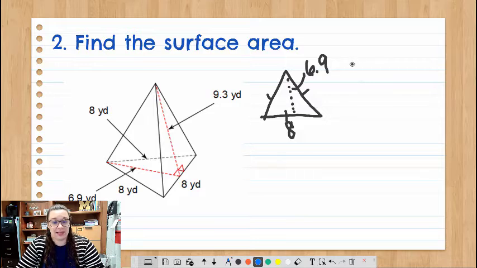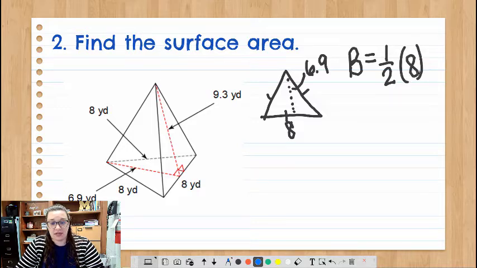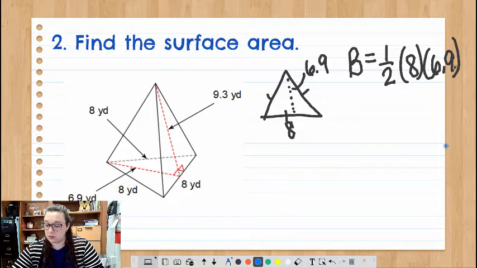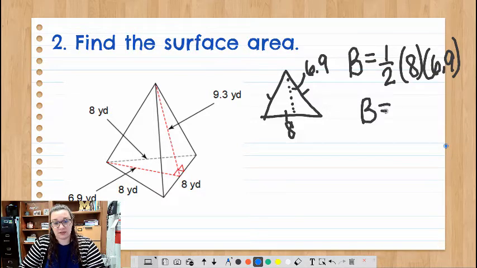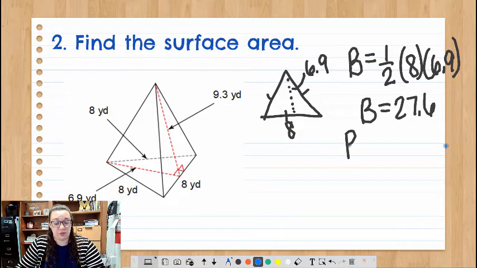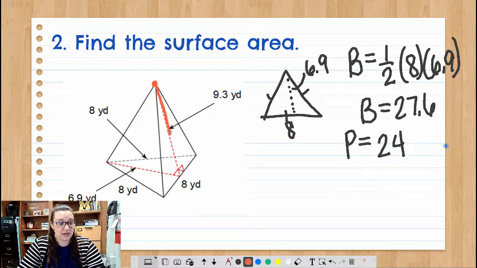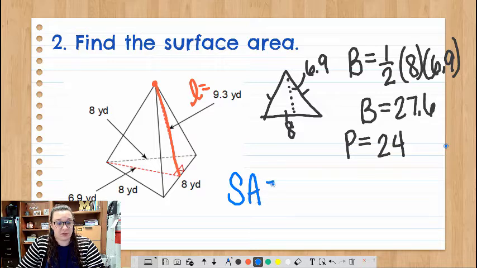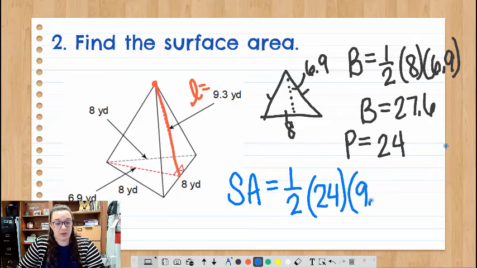All right, so let's see, we need its area first. So base area is 1/2 base height, so 1/2 times 8 times 6.9. Let's find that. It is 27.6. And we also need its perimeter. There are 3 sides that are each 8, so 8 plus 8 plus 8 is 24. We also need the slant height, which I can tell is from the apex down the edge. That's 9.3. Let's plug it all in, find our surface area. Surface area equals 1/2 times the perimeter, 24, times the slant height, 9.3, plus the area of the base, 27.6.